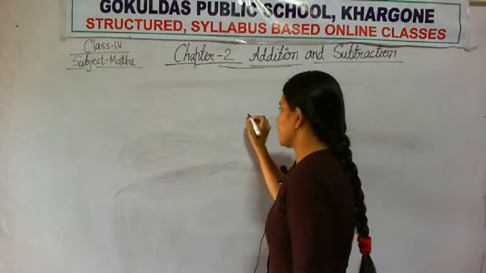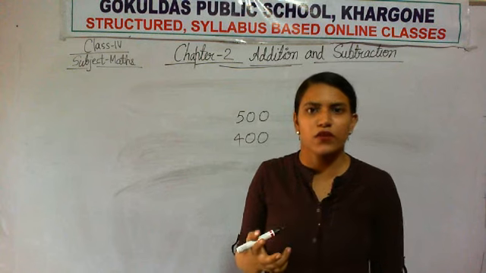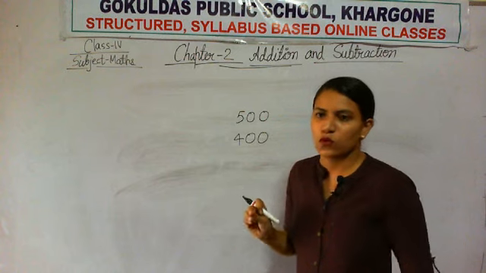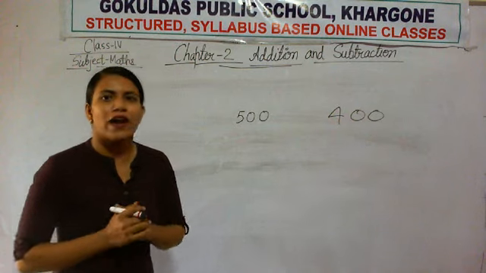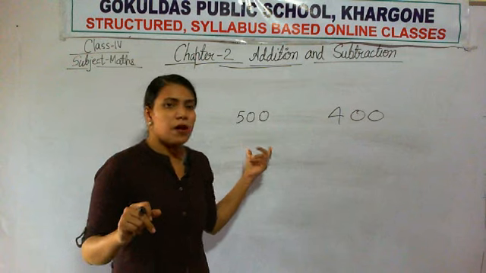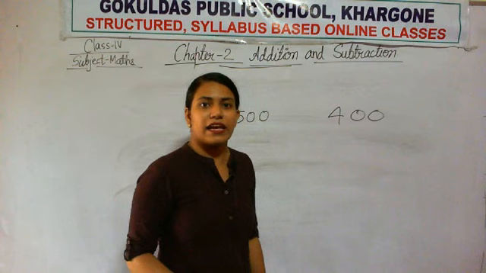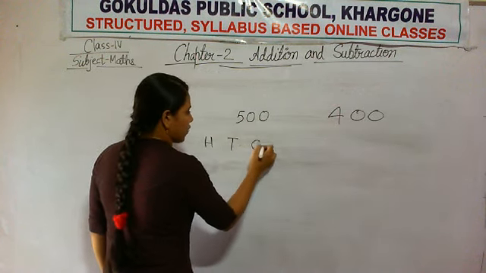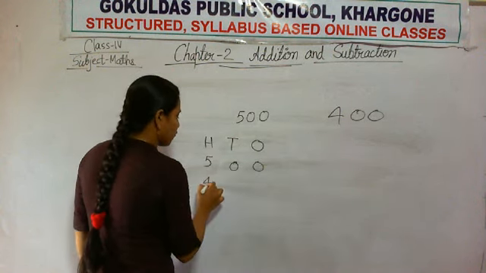Let's take 2 numbers. Suppose I have 2 numbers, 500 and 400. I want to add these 2 numbers. So what will I do? First of all, for adding, I will arrange these 2 numbers column-wise: hundreds place, tens place, ones place. The first number is 500 and the other number is 400.